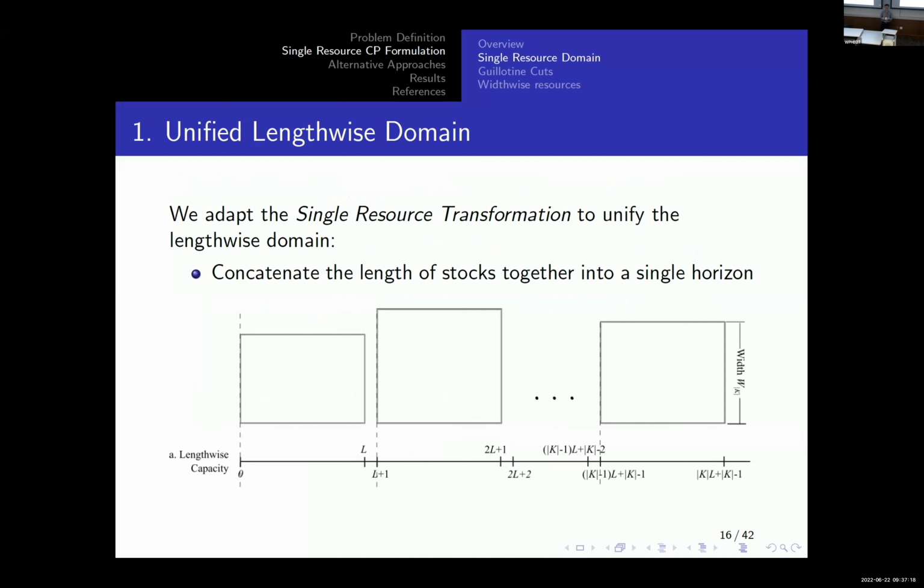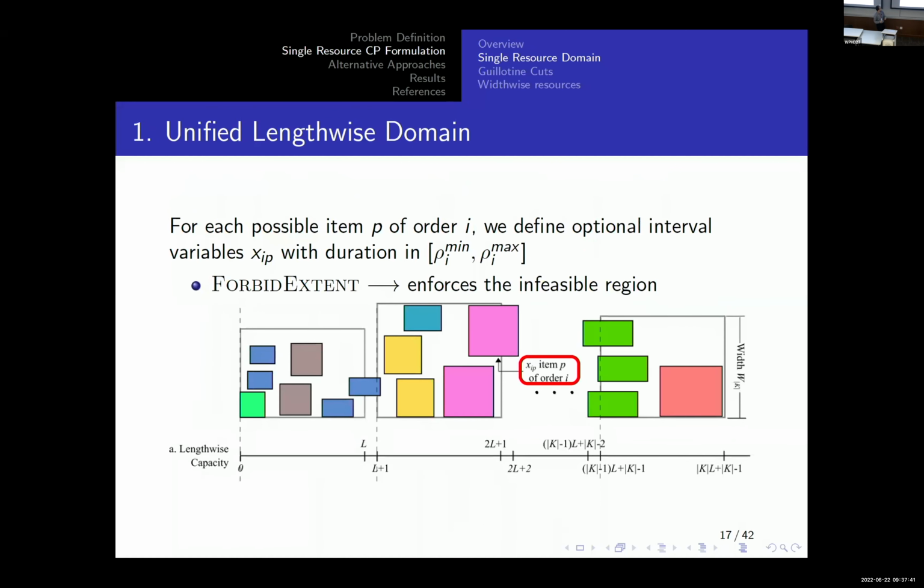So in our paper, we adapt this single resource transformation to our problem. In particular, if you remember from the previous slide, we have vehicles that are concatenated together. Instead of vehicles, what we have here are the lengths of the stocks. We're concatenating the lengths of stocks to form one single unified horizon. And then on this horizon, we're going to define, for each item of order, an interval variable representing its lengthwise coordinates.